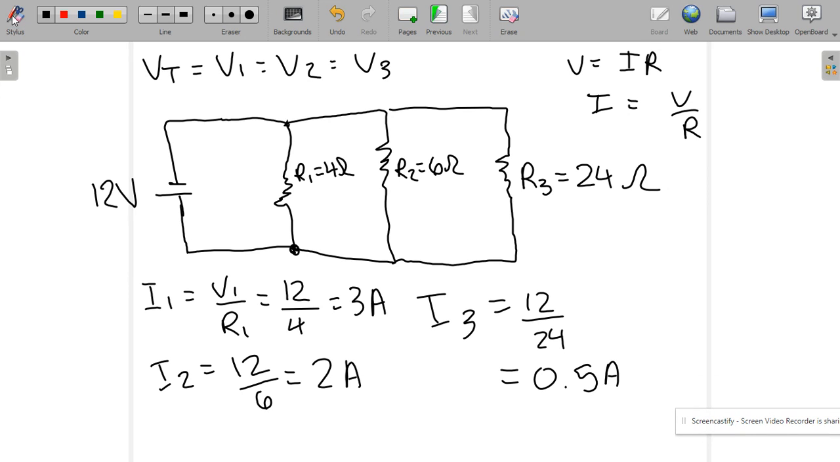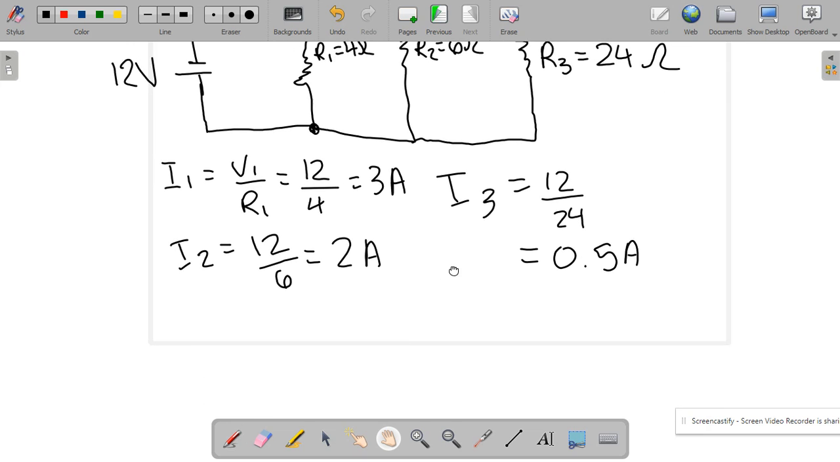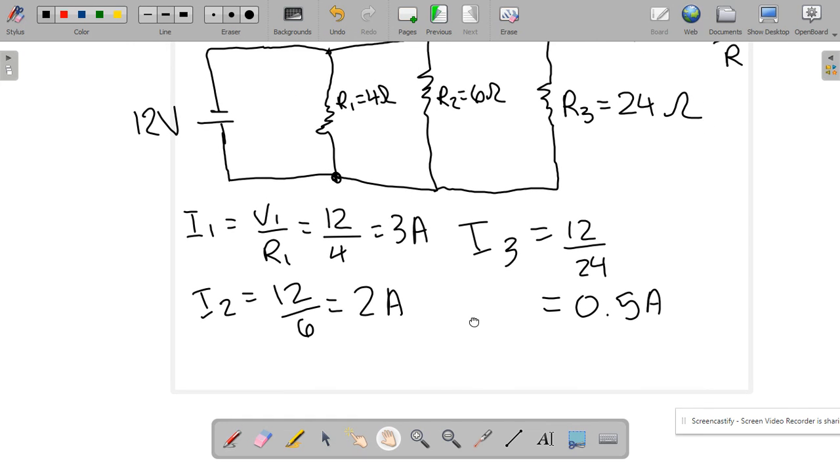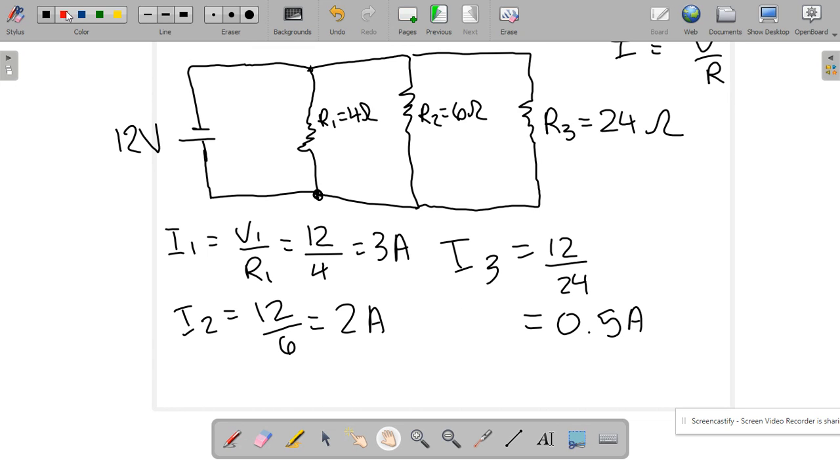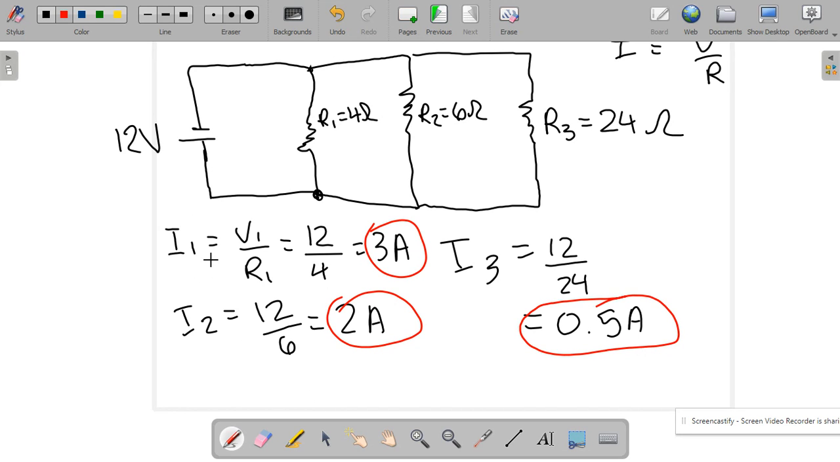All right, from here, what we're going to do is find the total current. Well, how do I know that? The total current, we can just get this time by adding up all of these answers. We got 3 amps there, 2 amps there, and 0.5 there. So in a parallel circuit, the currents add to the total. So IT is equal to 3 plus 2 plus 0.5, and you get a total current of 5.5 amps.